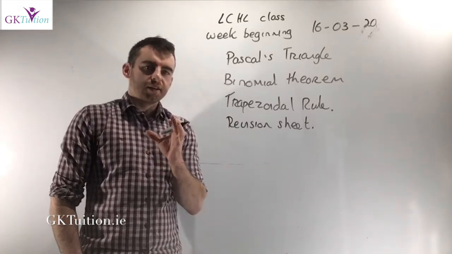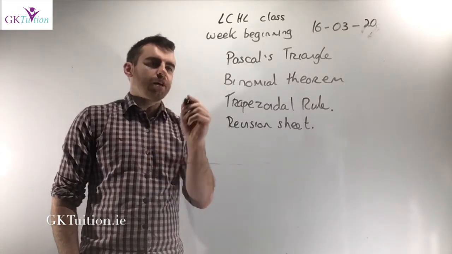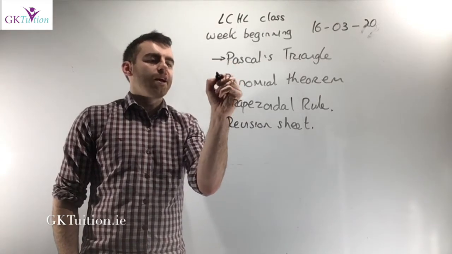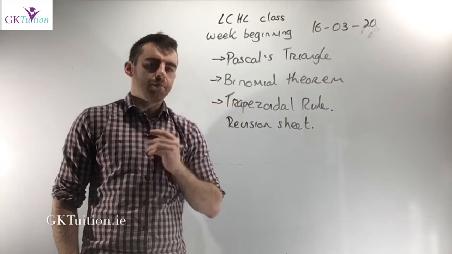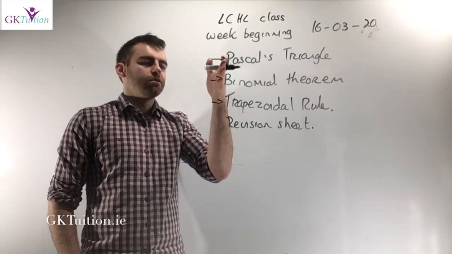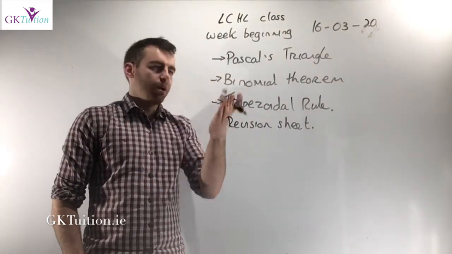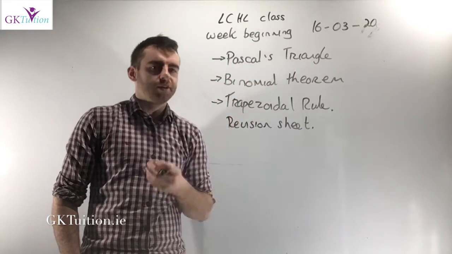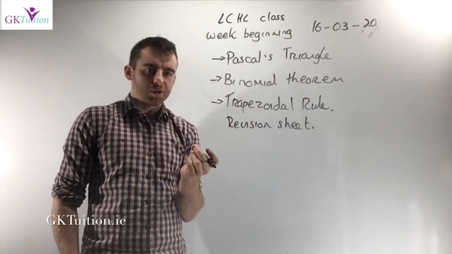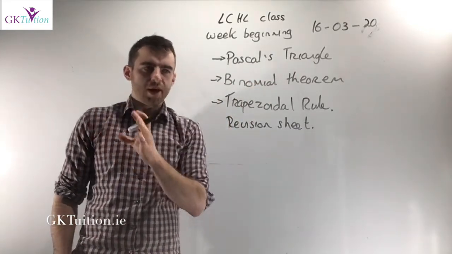So today we're going to do 3 new things. We're going to do Pascal's triangle, binomial theorem, and the trapezoidal rule. Pascal's triangle and binomial theorem are 2 ways of doing the same thing. To be honest, we're going to be looking at the same types of questions, but just doing them in a different way.